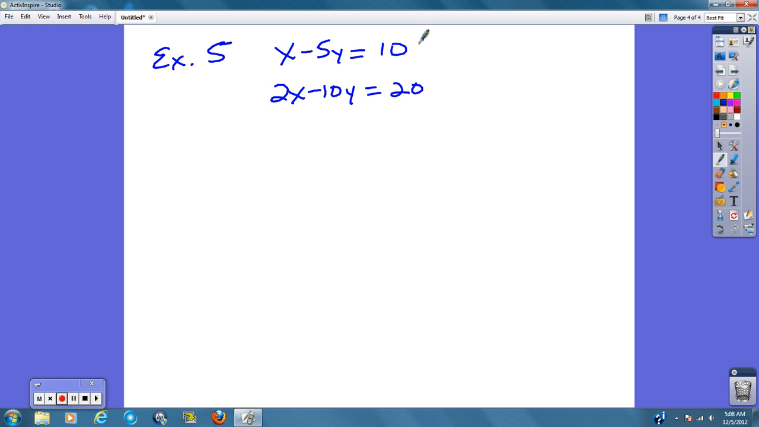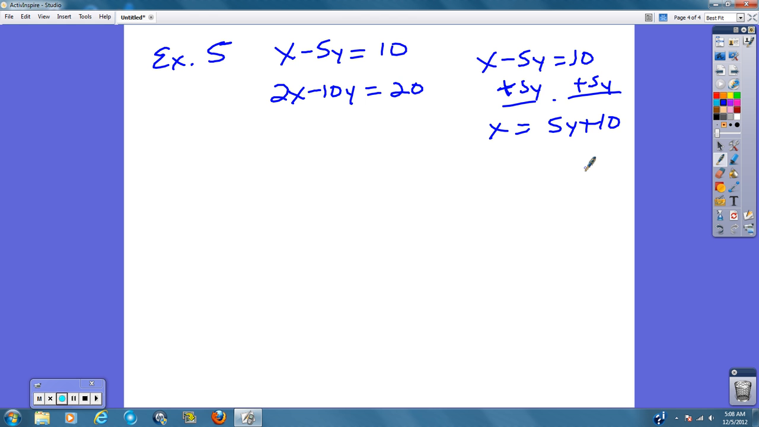So what I'm going to do is rewrite this so that I get x by itself. When I do that, I have x minus 5y equals 10. I'm just going to add 5y to both sides. So x equals 5y plus 10. You could also write x equals 10 plus 5y. Addition is a commutative property. Now I'm going to replace the x in this one with this expression. So I'm going to have 2 times 5y plus 10 minus 10y equals 20. I replace this x here with this expression because that's what we said x was equal to. Now it's just simplify and solve.